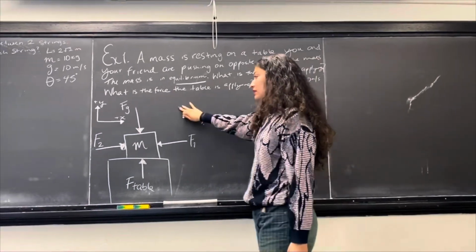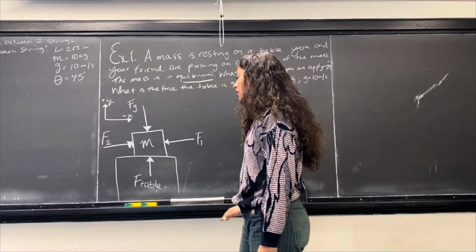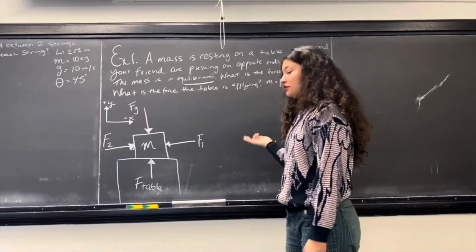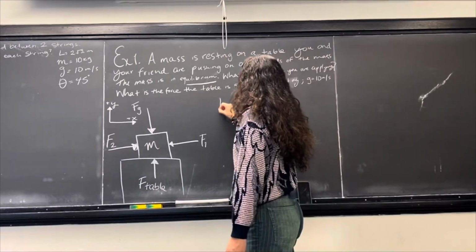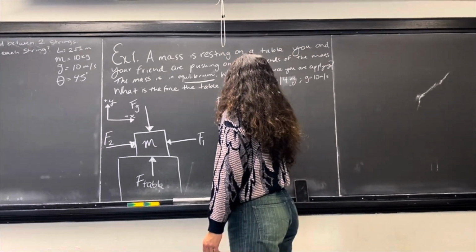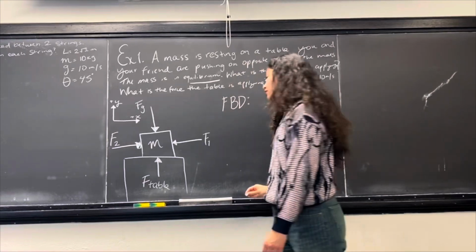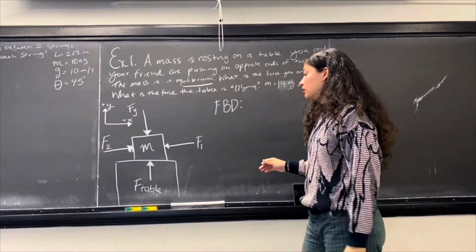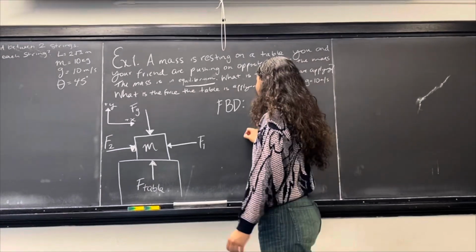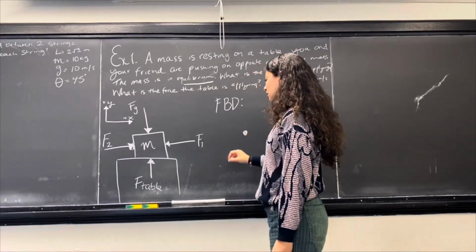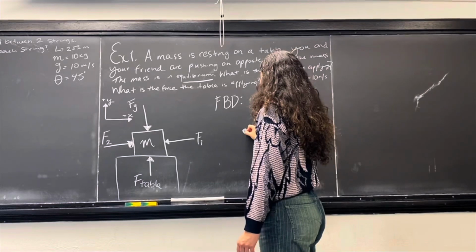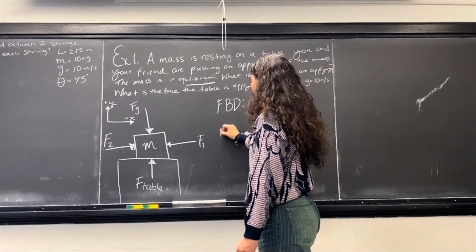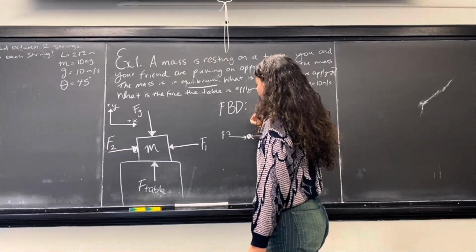So we're given this diagram of the forces that are currently happening in this problem. So step one is always to create a free body diagram. In a free body diagram, we just want to simplify it as much as possible. So this mass we can turn to a point. We see that there's F1 acting in this direction, F2, which is opposing it. We know there's gravity acting downwards.